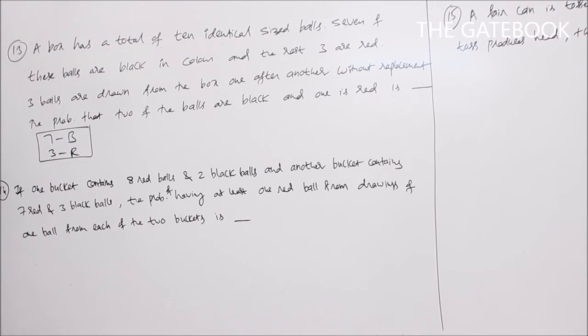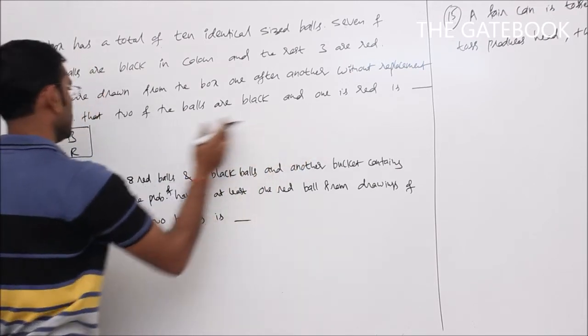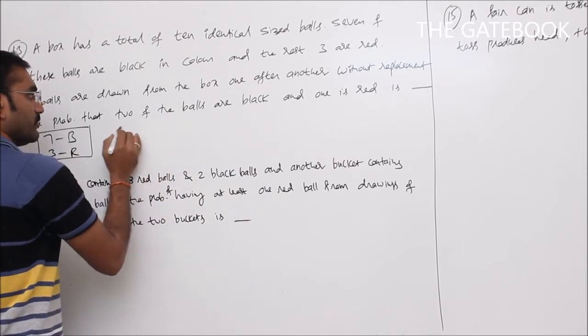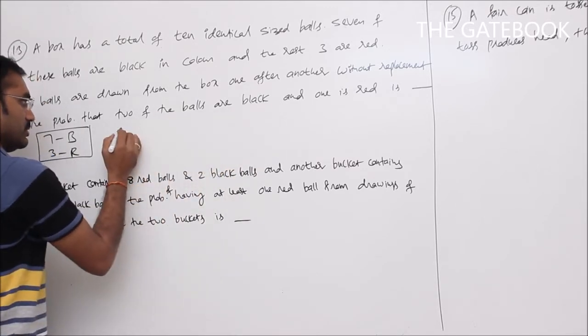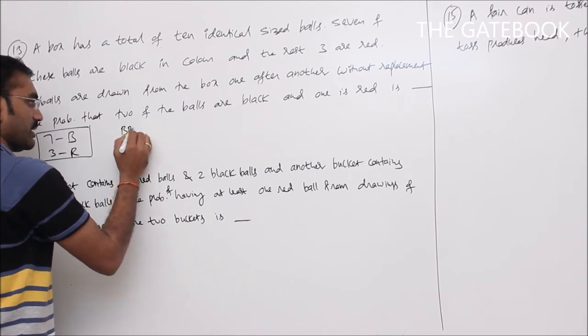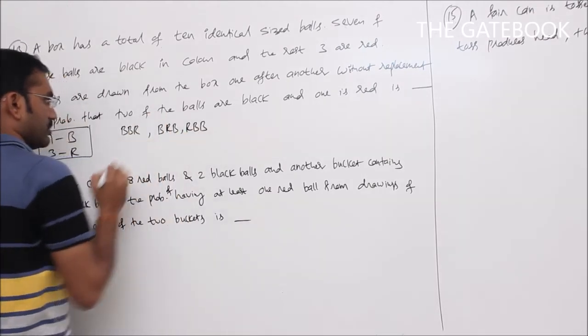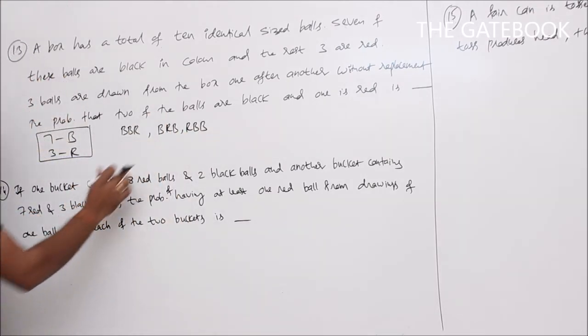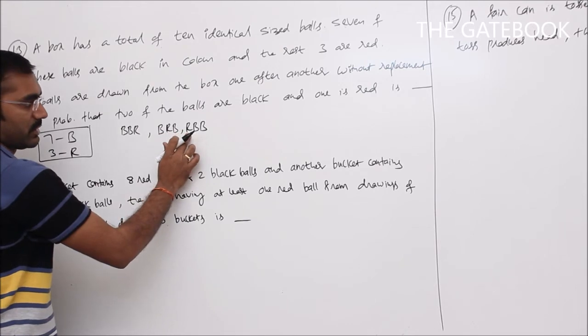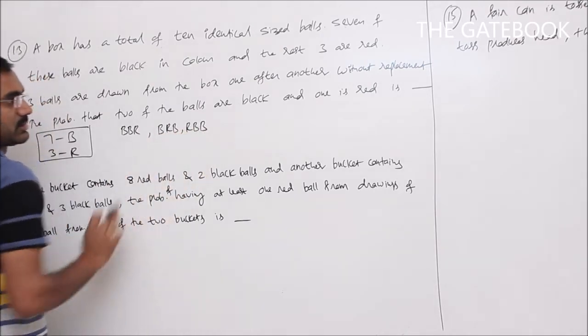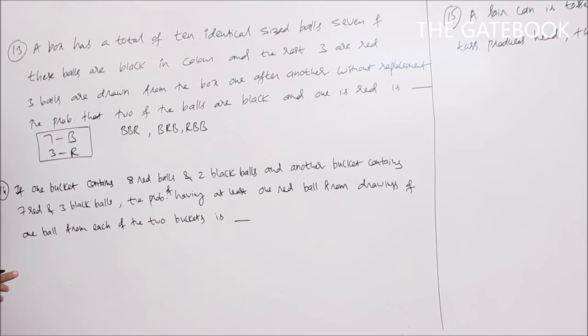Three balls are drawn from the box one after another without replacement. The probability that two of the balls are black and one is red. So we require two black, one red. We can take like this: black black red, or black red black, or we may get red black black. So we'll get three different combinations with two black and one red.